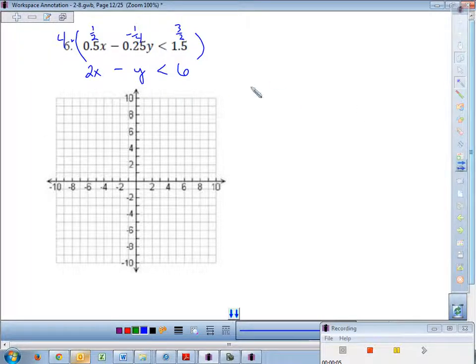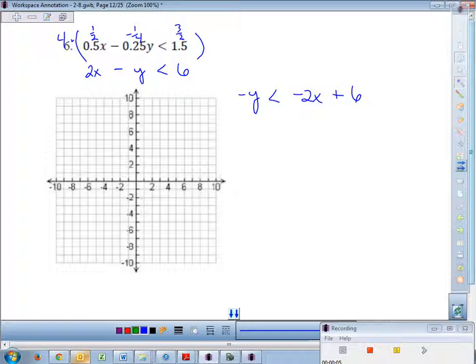Subtract the 2x. So, what's left if I subtract the 2x? -y. Should I switch the symbol if I subtract 2x from both sides? No. Is everyone cool with -y being less than -2x plus 6 so far?